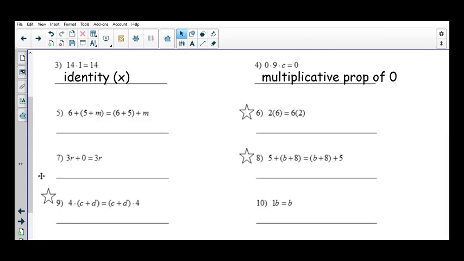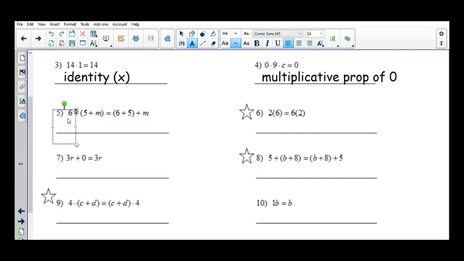All right, number 5. 6 plus (5 plus m) equals (6 plus 5) plus m. The order didn't change, but what did? The parentheses. So when the parentheses move to regroup terms, this is the associative property of addition. Oops, forgot those parentheses there. I got it.